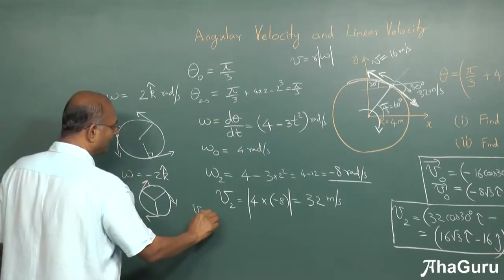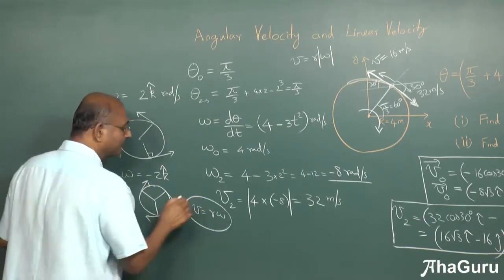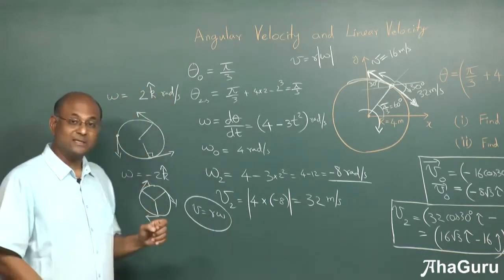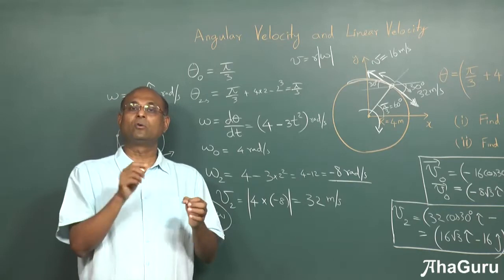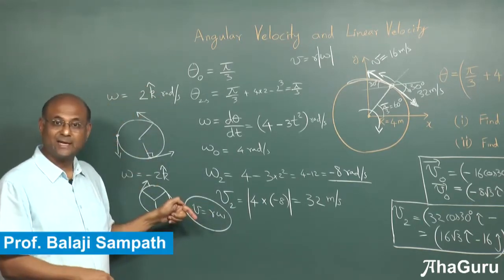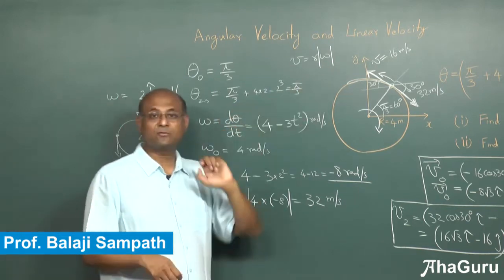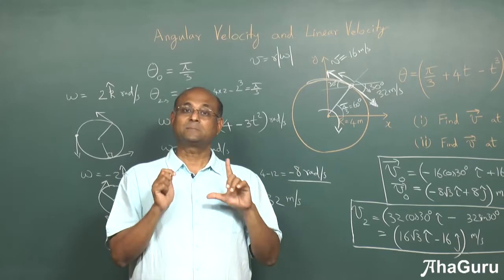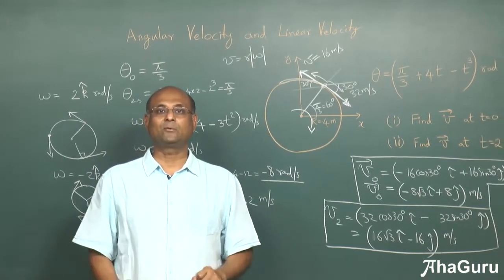So v equals r omega only gives you the linear speed. The velocity calculation involves a little bit more: knowing which direction omega is, therefore what should be the tangential velocity direction, then doing some resolution to find out what should be the components of that velocity. The speed is given by the formula v equals r omega.